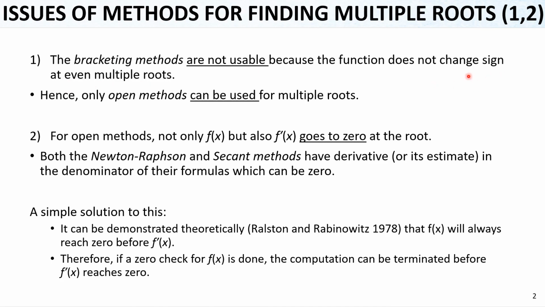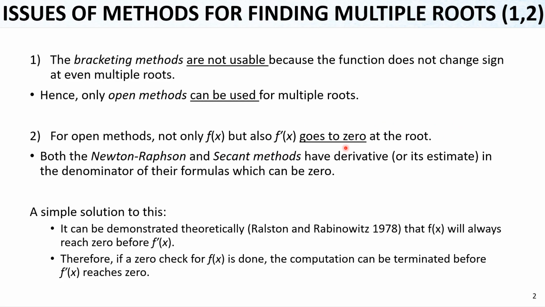For the bracketing lower and upper bounds, the sign change was important for the prediction of the new value, and this is the reason for the bracketing methods not being usable. For this reason, we only use open methods for the multiple root calculations. The second issue is for the open methods, because now we can only use them: not only f(x) but also the derivative of f(x), f prime x, can go to 0 at the root.